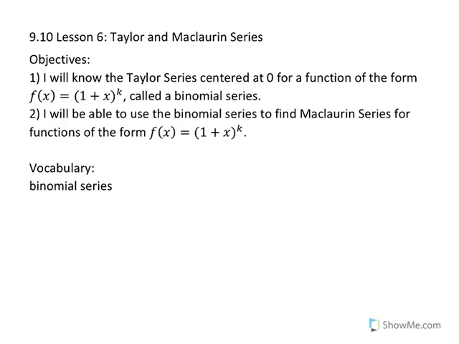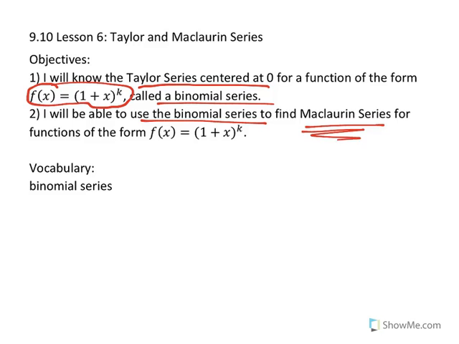So today we looked at the Taylor series centered at 0 for a function of the form f of x is equal to 1 plus x to the k. We call that a binomial series. We were able to use the binomial series to find Taylor series centered at 0 for functions of this form. And we did an example where k was equal to 1/2.